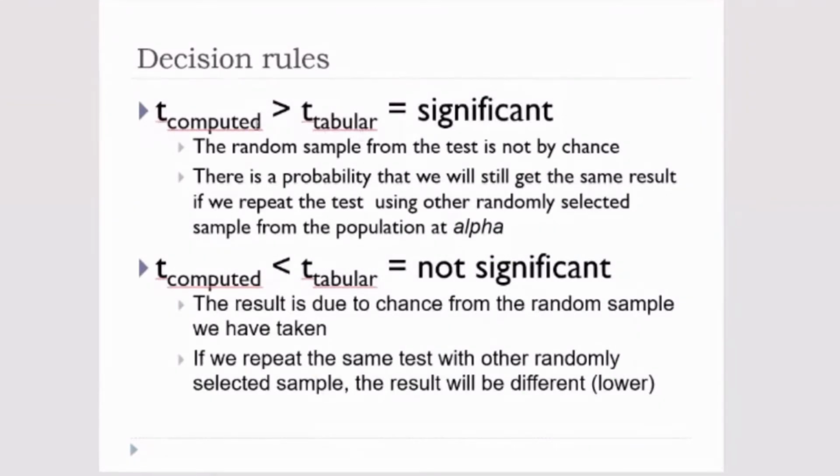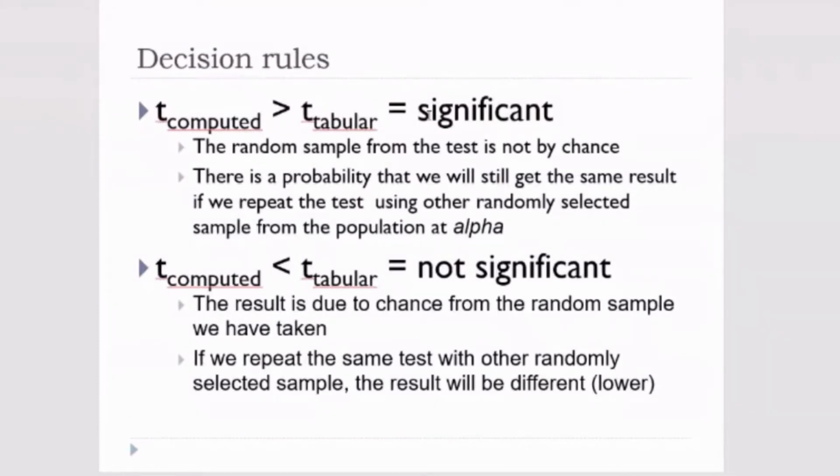If the computed t is greater than the one on the t-table, then the relationship is significant. What does it mean if it's significant? Meaning the random sample from the test is not due to chance. Even if we repeat the same procedure with other data, the probability is that we will still get the same result from the population at alpha. We'll talk about alpha later, or the significance level.